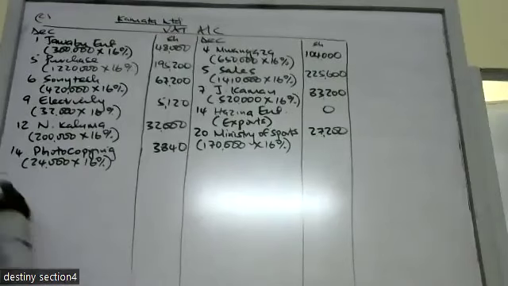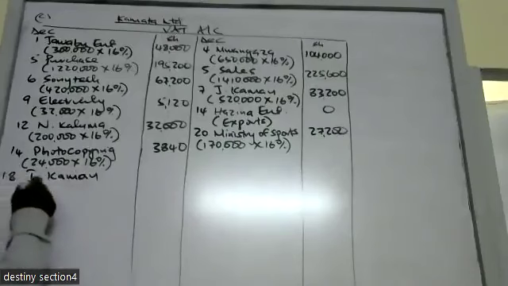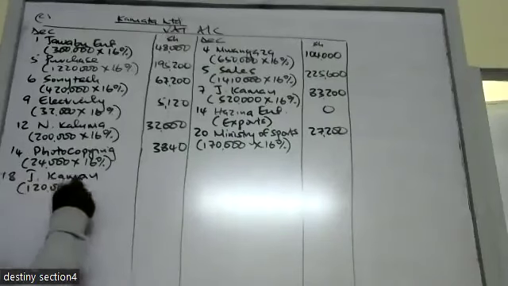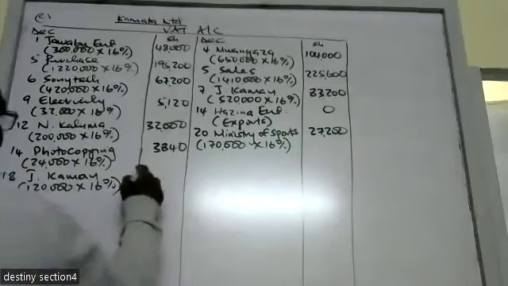Okay, so I'll debit here 18 J. Kamau. In VAT on the bad debt, so it would be 120,000 the balance, we multiply by 16%. $19,200 is debited here.